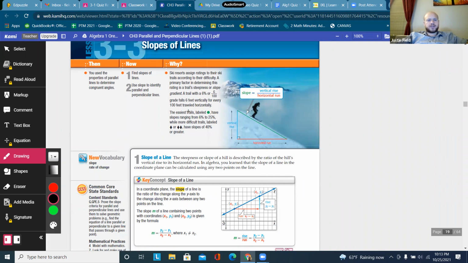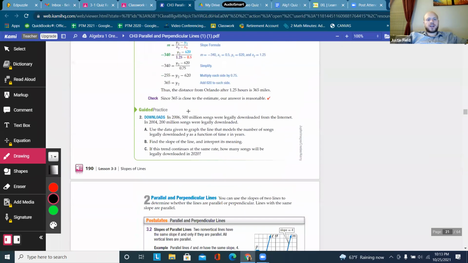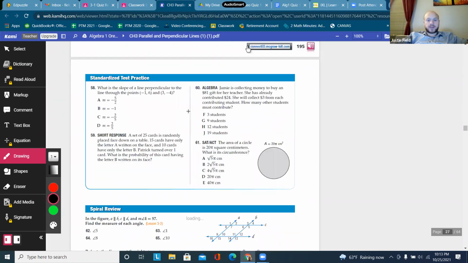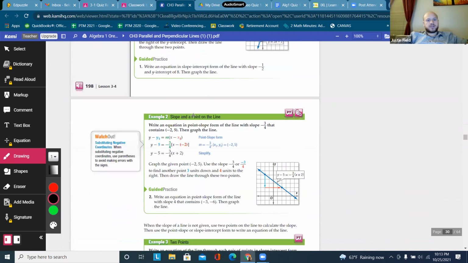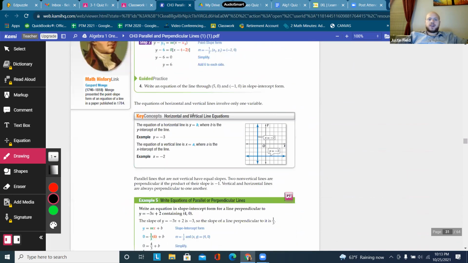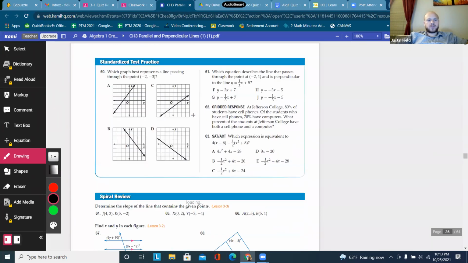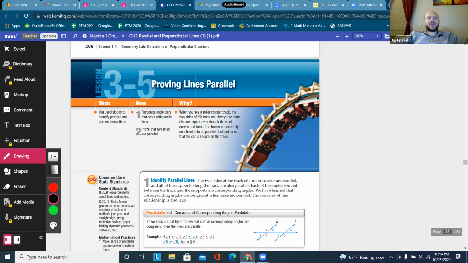Slopes of lines. Didn't we do that? Okay, so I know I said 3-3 at the beginning. We're not going to do 3-3. We are going to skip 3-3. So if you see your friend doing 3-3, then you know that they didn't watch this video. Equations of lines now. We did that. I'm not going to do 3-4. So 3-2 and 3-5. That is what this video is going to cover.